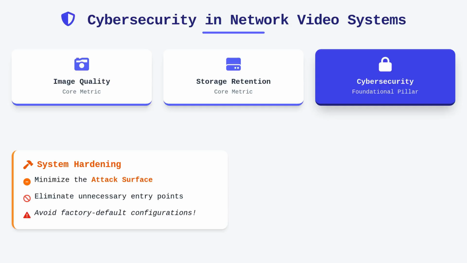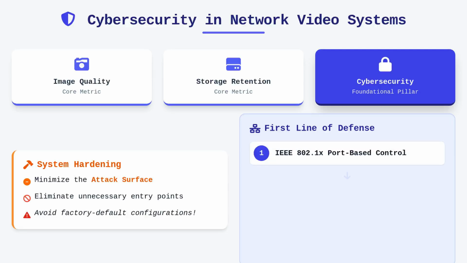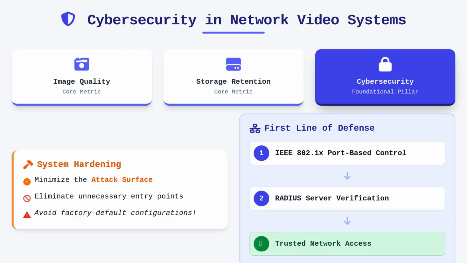We start by addressing the identity of the device within the network, specifically through the implementation of IEEE 802.1x port-based network access control. By requiring authentication before a camera can even communicate with the local network switch, you prevent unauthorized physical intrusion or spoofing at the hardware level. This protocol relies on a RADIUS server to verify credentials, ensuring that only trusted physical connections result in active network access. As technicians, we should view this as the first line of defense to keep the surveillance network isolated from the broader enterprise environment.